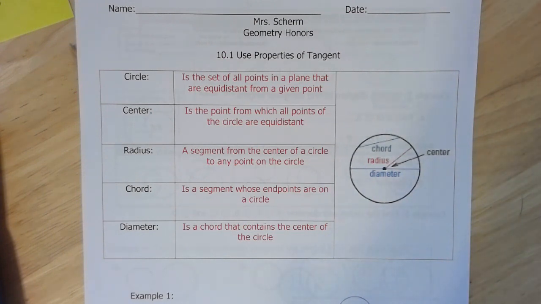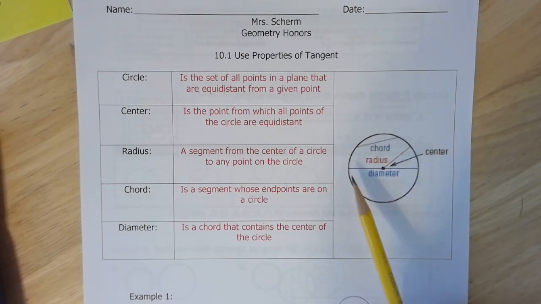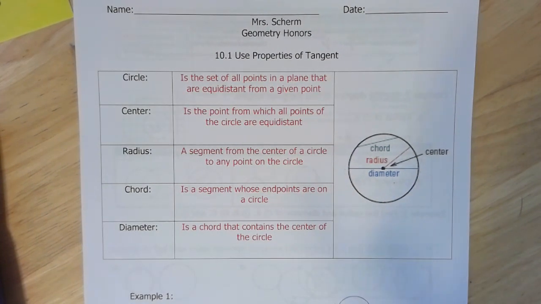A radius is a segment from the center of a circle to any point on the circle. So it goes from your center to any point on the circle. Okay, so the red line is your radius. A chord is a segment whose endpoints are on the circle. So it has to have its endpoints on a circle. So your diameter is also a chord. Diameter is a chord that contains the center of the circle.